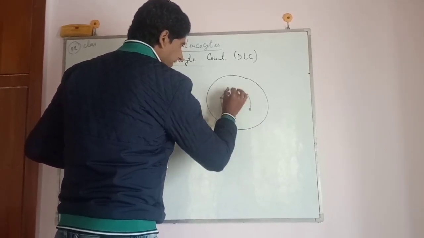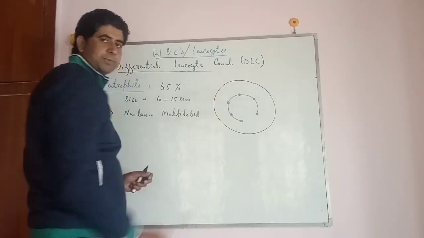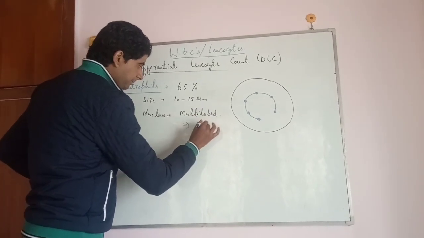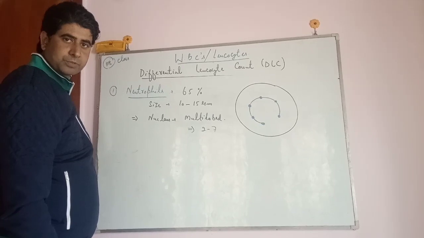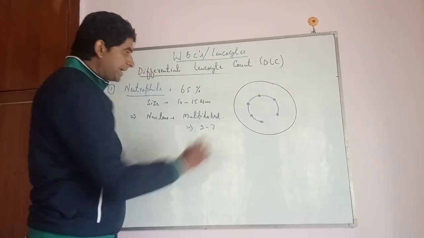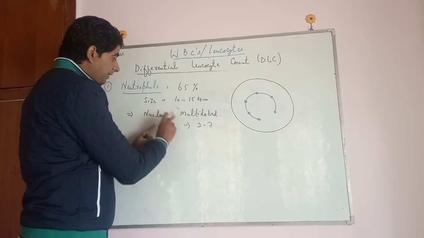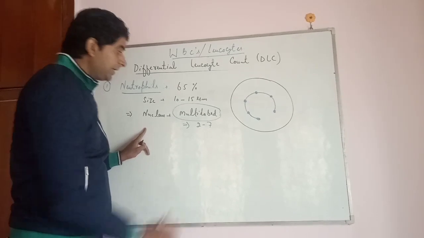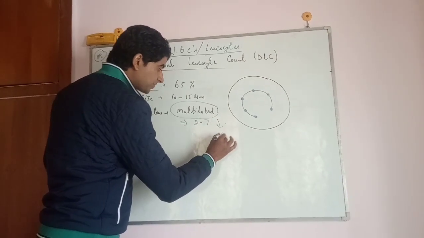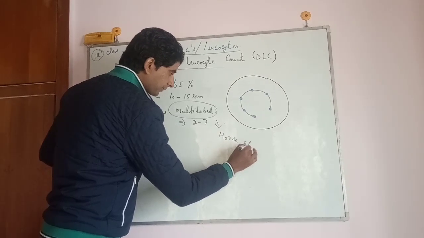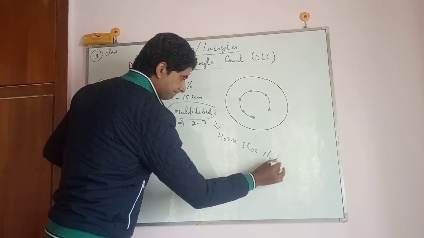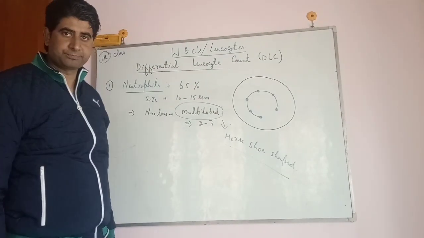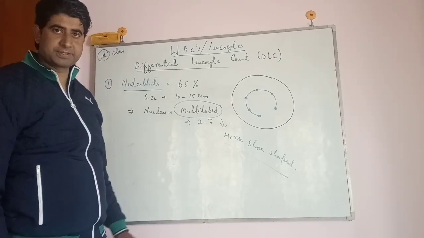That means here many lobes are found, 1, 2, 3, 4, 5, 6, and the number of the lobes varies from 2 to 7. So that means it is multilobed. That is why the nucleus of the neutrophils is called a multilobed nucleus, and it appears horseshoe shaped. This nucleus we call a horseshoe shaped nucleus or C shaped nucleus, but it is multilobed.